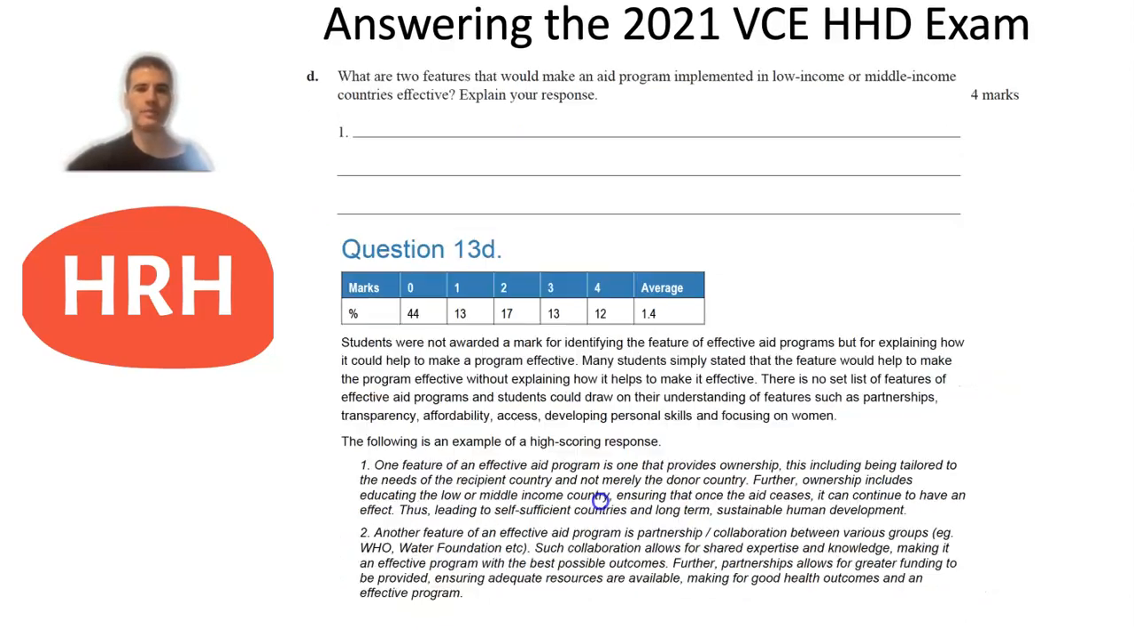So something that linked into that specific region in relation to the Australian aid program would have gotten you a couple of marks there. Then D was asking you what are 2 features that would make an aid program implemented in low and middle income countries effective. You have to explain your response.